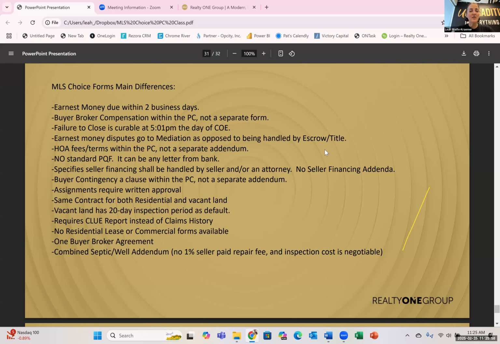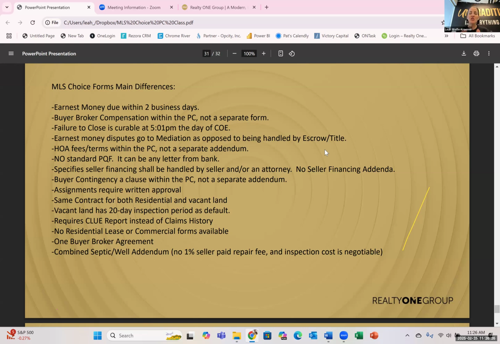Buyer contingency is the clause within the PC, not a separate addendum, but you probably should look at having at least a clause to incorporate to better spell out the timeframes for performance there. Assignments require written approval. Same contract for both residential and vacant land. Vacant land has a 20-day inspection period as default as opposed to 30 on AAR. Requires a clue report instead of claims history. Like I said, that's another one that if I were to receive this offer, I would counter back.